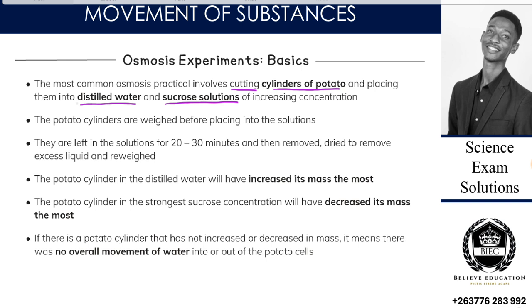So we have distilled water. Distilled water has a high what? Water potential. Then here there is low water potential. That is how you would see it in your experiments, isn't it? So in other words, they are saying we have potato cylinders, we place some in high water potential, then others in low water potential.